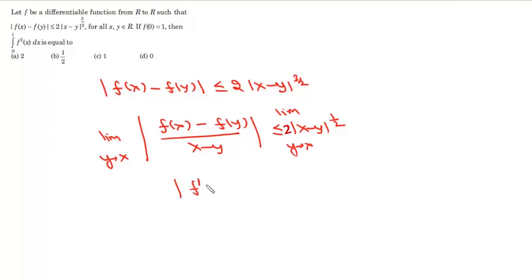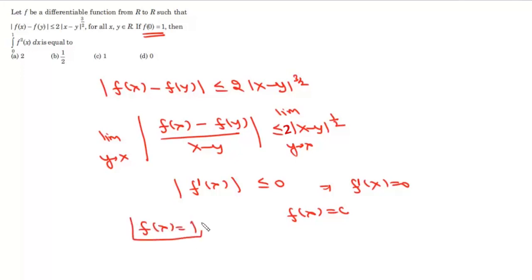Now this is f dash x will be less than or equal to 0. Now modulus cannot be negative. So from here the only condition that we'll get is f dash x equals 0. That means this fx is a constant function. Now if it is constant, its value is same at all points. So if f0 is 1, this fx is simply 1. So we have this constant function fx, which is 1. Now we have to find this integral from 0 to 1 of f square x, and this is simply 1 dx, and 1 dx is 1, and that's your option C.